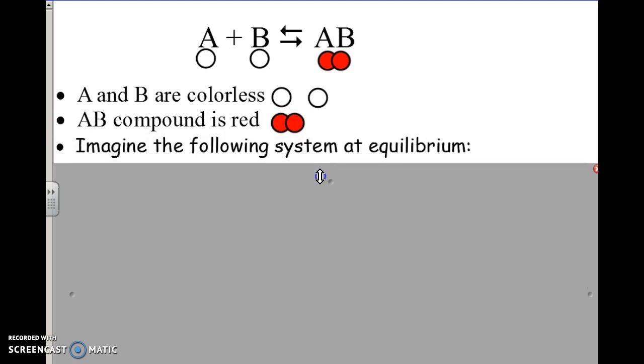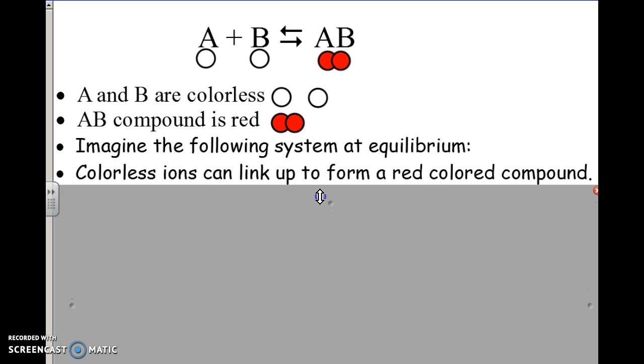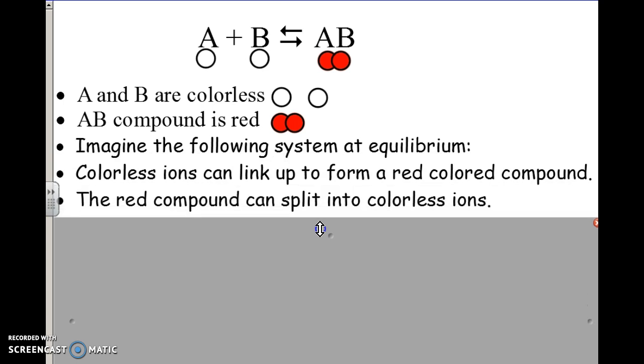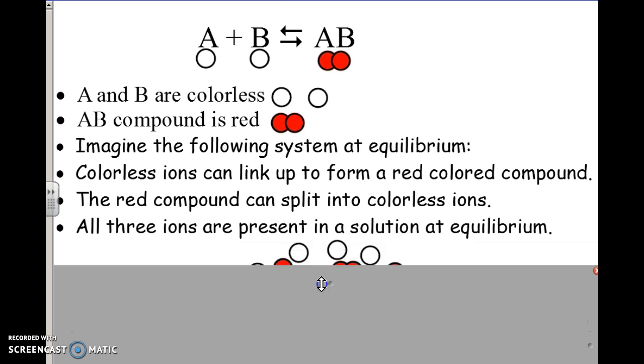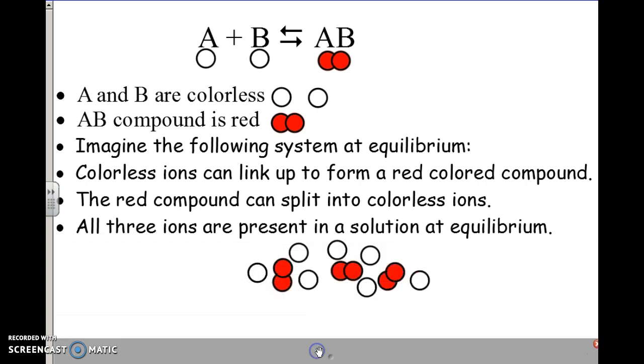Imagine the following system at equilibrium. The colorless ions can link up to form a red-colored compound. The red compound could split apart into colorless ions. All 3 ions are present in the solution at equilibrium. So this might be what the solution looks like.